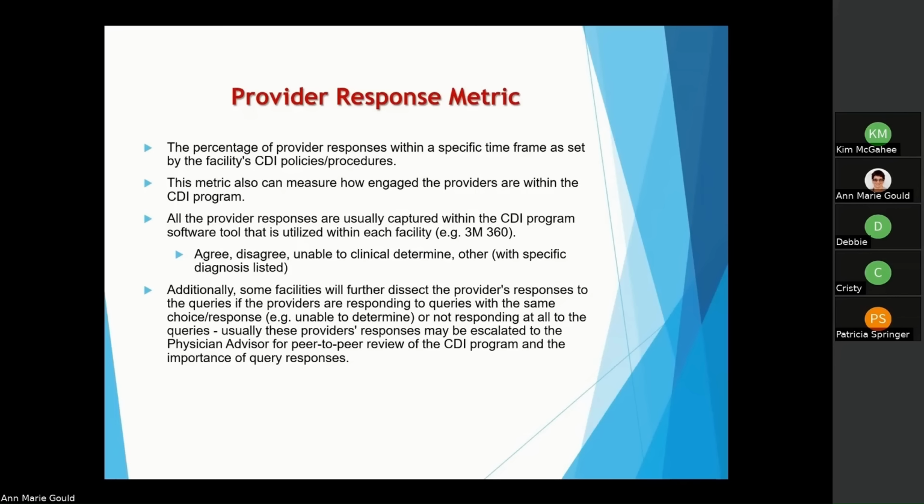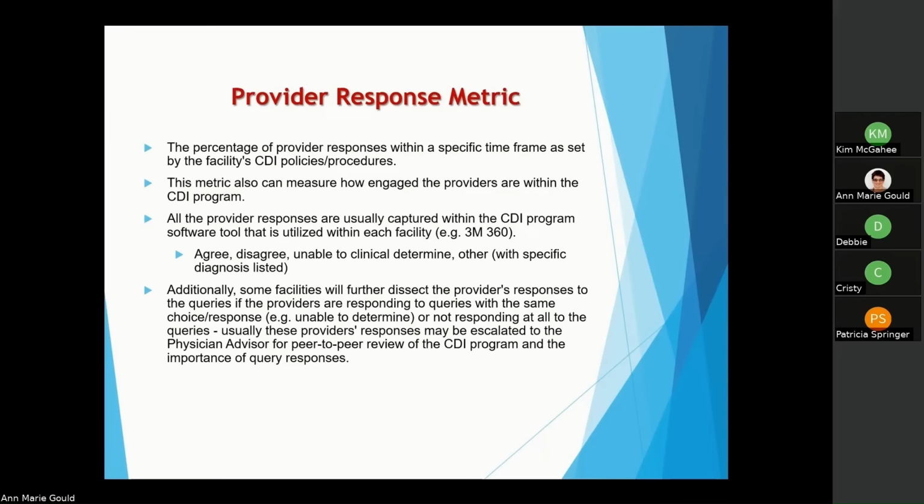Your provider response metric is the percentage of provider responses within a specific time frame as set by the facility CDI policies and procedures. Always go back to your facility policy, like I keep mentioning. This metric can also measure how the providers are engaged with the program. Hey, they're responding. This is good. They're understanding us. So maybe we can get more education going with them.